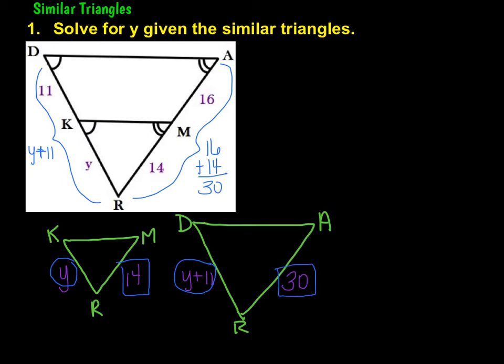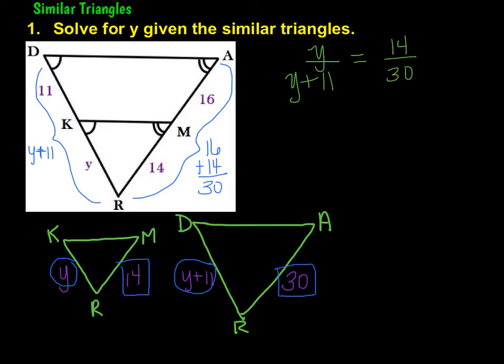Now we go ahead and set up our proportion and solve for y. So I'll start with y over, now if I use this one, I'm going to have to put this one below it, y plus 11, equals, and then we'll use our rectangles, so it'd be 14 over 30.